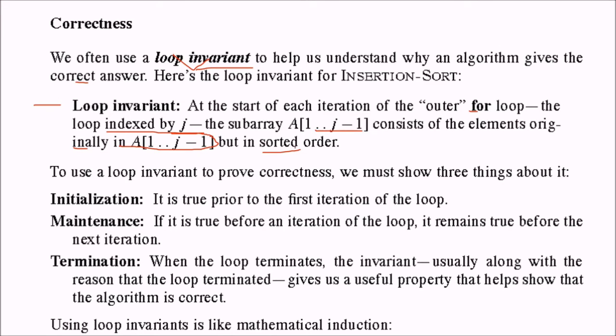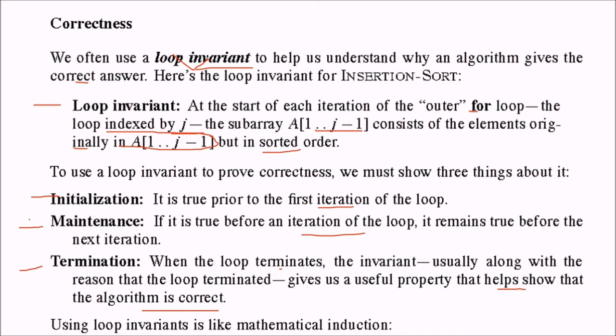To use a loop invariant to prove correctness, we must show three important things. First is initialization, which should be true prior to the first iteration of the loop. Then maintenance, meaning it is true before an iteration of the loop, and it remains true before the next iteration also. Then termination, when the loop terminates, the invariant, usually along with the reason that the loop terminated, gives us a useful property that helps show the algorithm is correct.